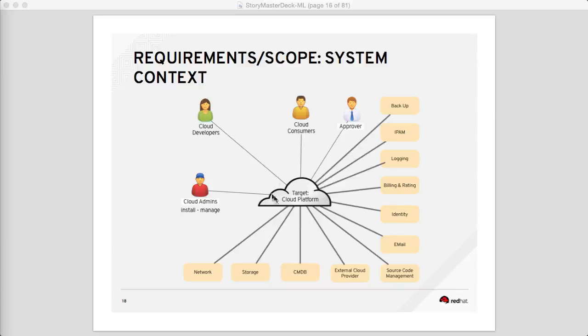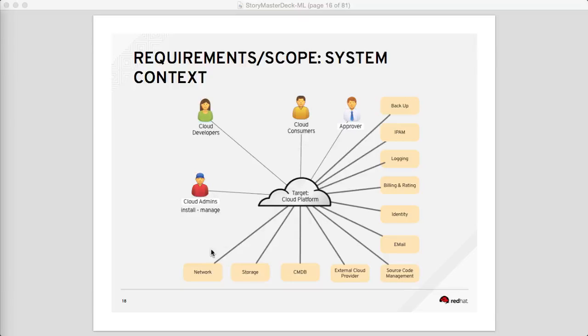So the cloud platform is in the middle, and it needs to interact with the administrators who do day one and day two operations with the cloud to install and manage it, developers who create content that is offered via cloud mechanisms, the actual consumers who will utilize cloud resources, and financial approvers who need to be part of approval workflows.